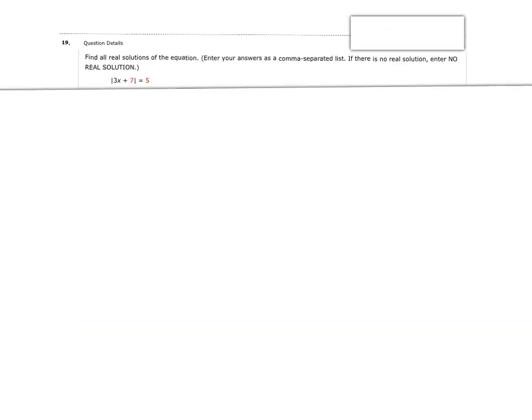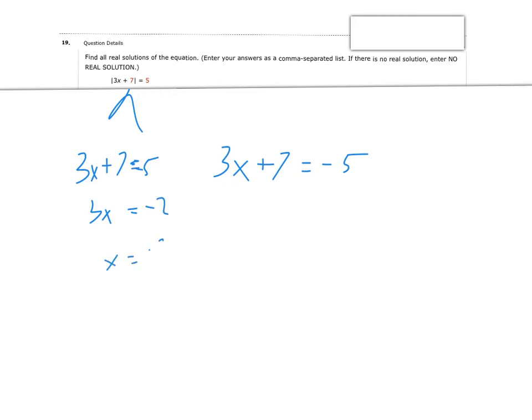All right, this next one, for an absolute value equation, we always split it up once we isolate the absolute value. So I'm going to say 3x plus 7 equals 5. And then the second time, you change everything that's outside. So I'm going to change this to a negative 5. We're going to solve this both ways. So 3x equals negative 2, and x equals negative 2 over 3.